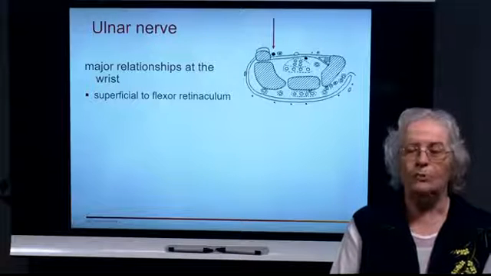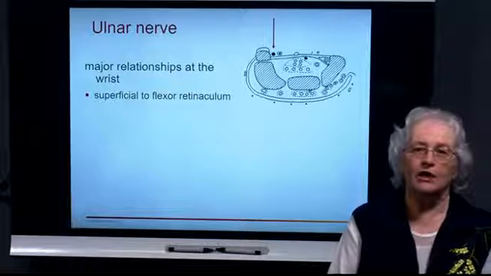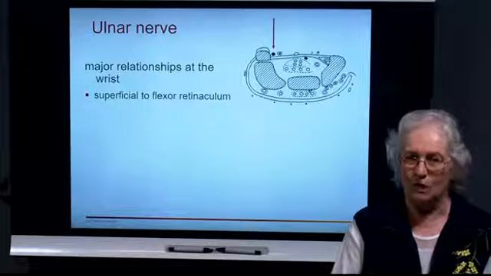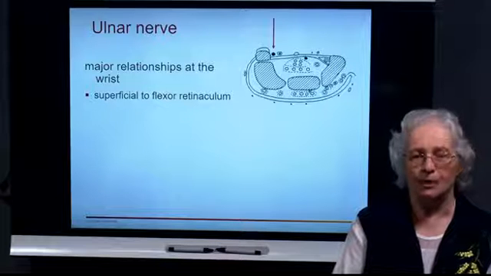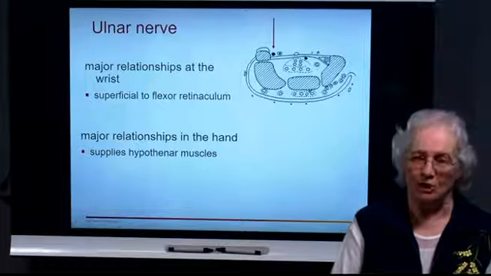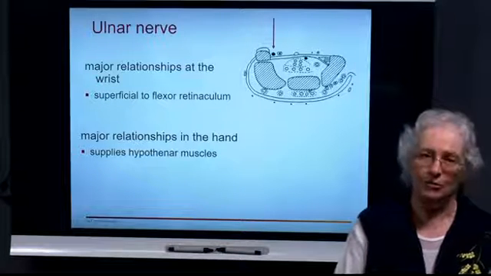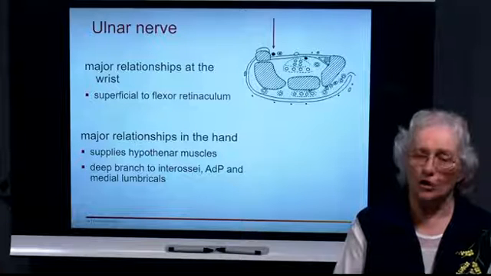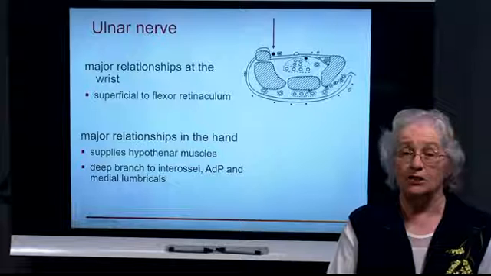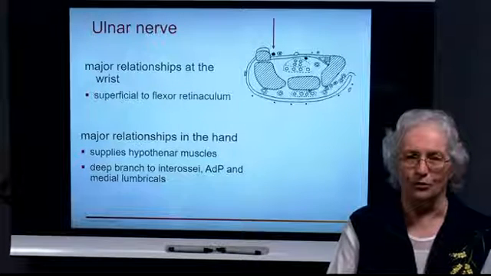The ulnar nerve, we're picking up the rest. So let's look at the ulnar nerve. We're looking at the idea of it running superficial to the flexor retinaculum. So median deep, ulnar superficial. As it passes into the hand, it will supply the hypothenar muscles. So the median supplies the thenar, the ulnar the hypothenar. The ulnar will also have a deep branch that will supply the other deep muscles. So we're looking at the interossei, adductor pollicis and the other two medial lumbricals.